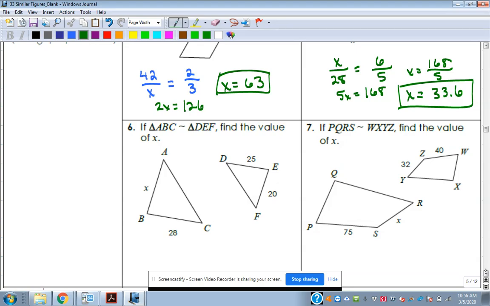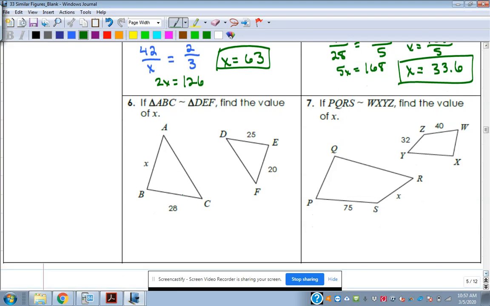DE. So one side of my proportion has to be x over 25. The other side needs to be the other sides that we know about. So BC corresponds to EF, and we have those. Which one goes on top? 28. 20 goes on the bottom. Now here's where we can make our life easier. What do we know about 28 and 20? We can simplify that, right? They're both divisible by 4. I'm going to simplify that to be 7 over 5, and then do my cross multiplying, just so I got a smaller number to deal with.